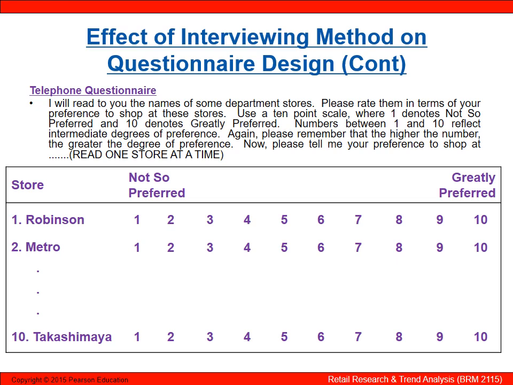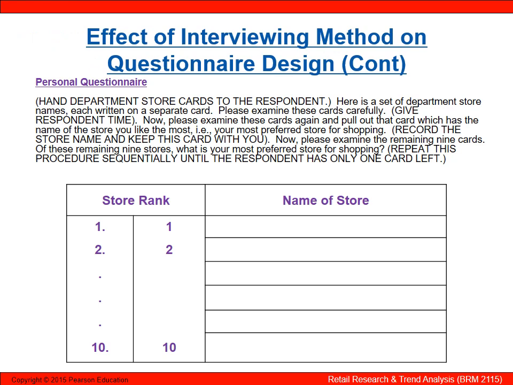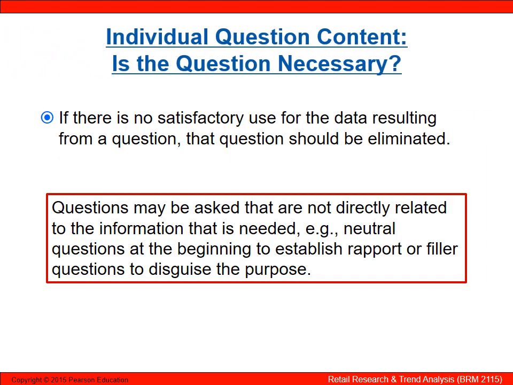Telephone questionnaire. In a telephone interview, the respondent interacts with the interviewer but not face-to-face, and they do not see the questionnaire. This limits the type of questions that can be asked to short and simple ones. In personal in-home and mall intercept interviews, respondents see the questionnaire and interact face-to-face with the interviewer. Thus, lengthy, complex, and varied questions can be asked.